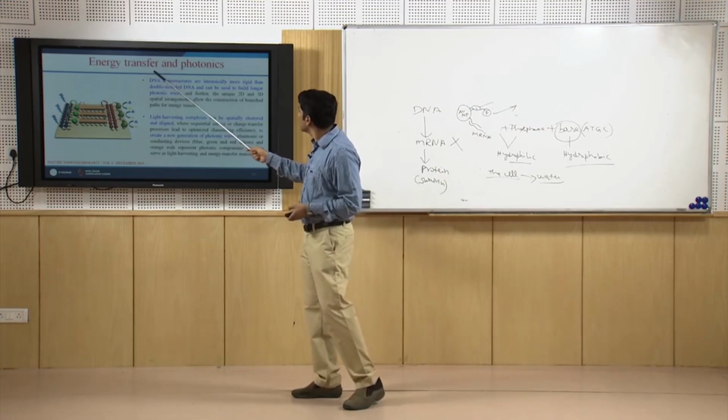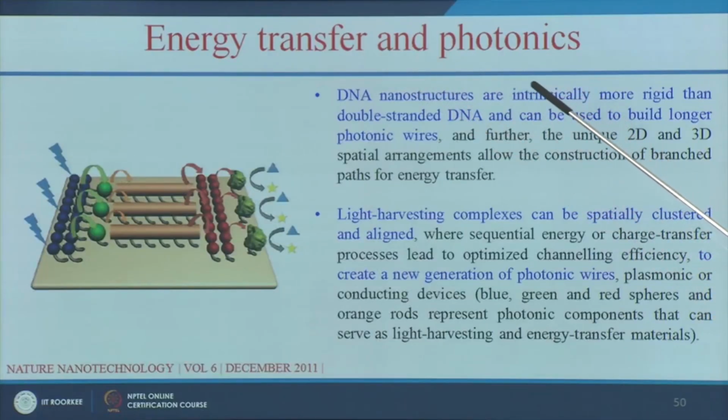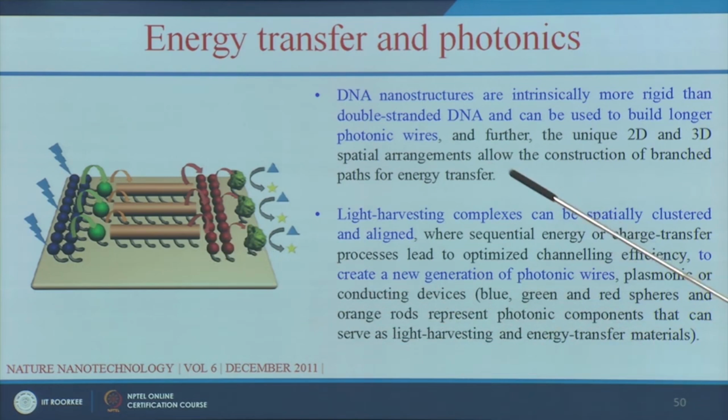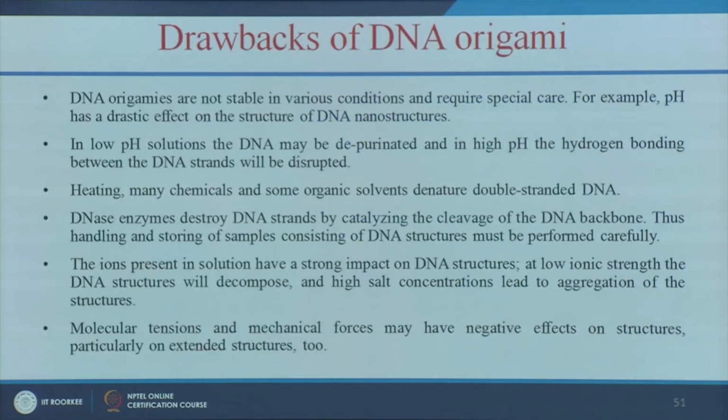And the next application is we can also use these DNA based nanostructures for energy transfer and photonics. Okay, so here the DNA nanostructures are intrinsically more rigid than the double stranded DNA, so they can be used to build longer photonic wires. So using this we can harvest light. It can act like a light harvesting complex, okay, by being spatially clustered and aligned to create a new generation of photonic wires. So we can use the DNA as photonic wires, and we can also use it for energy transfer as well as photonics.